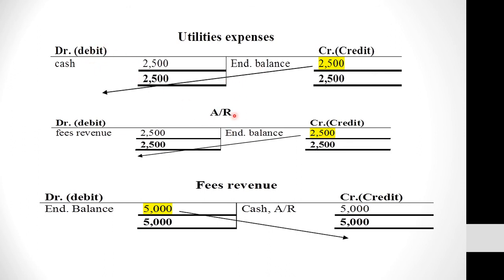The same goes for accounts receivable. The balance for accounts receivable will be 2,500 debit. As for revenues, the balance will be 5,000 credit. Okay?